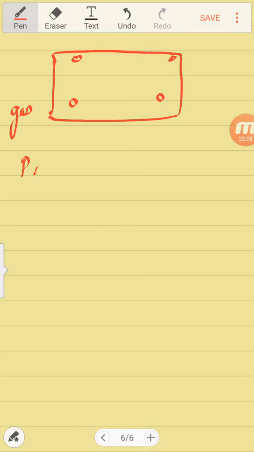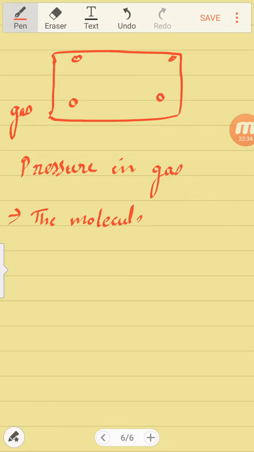Okay, pressure in gas. They ask you this question for like 3 marks, so you must write all the points. The molecules move freely or randomly.